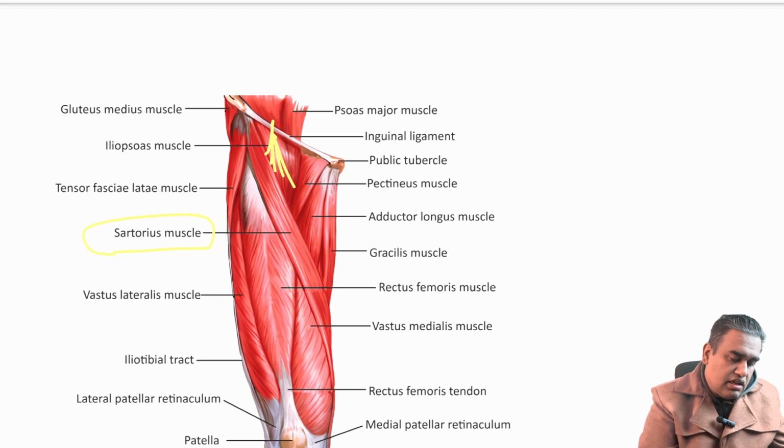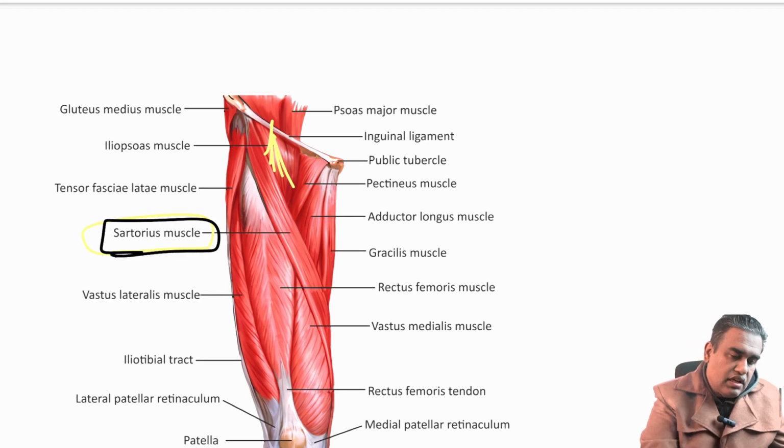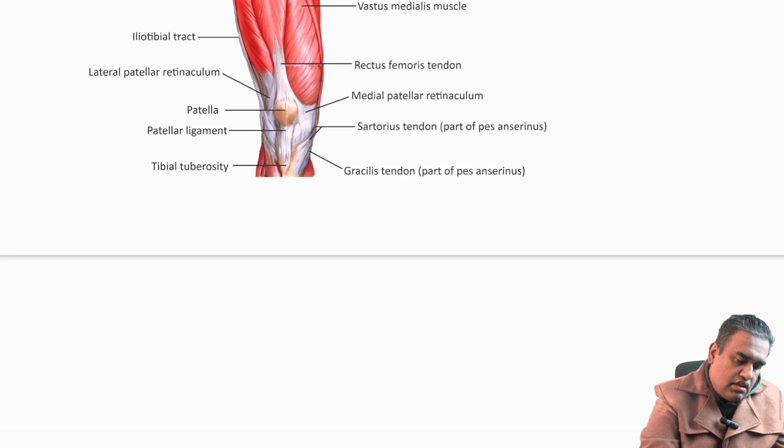How to localize? You can see the sartorius here. Here also this is the sartorius over here. This is our sartorius muscle. And you can see the femoral nerve ramifying and dividing, and it innervates all of these.